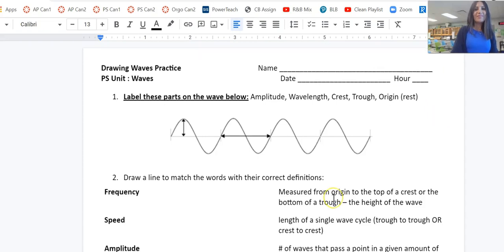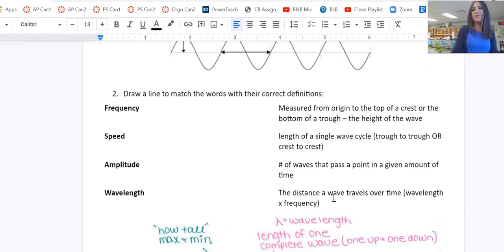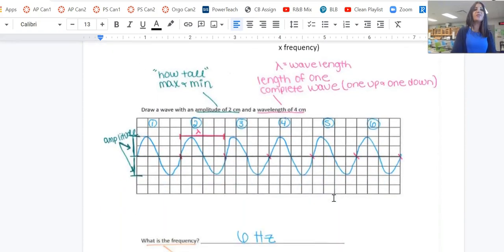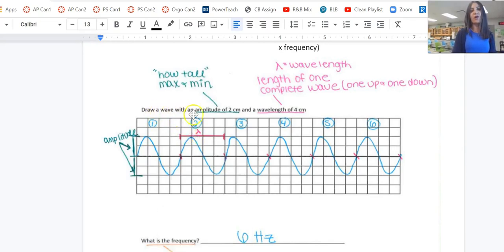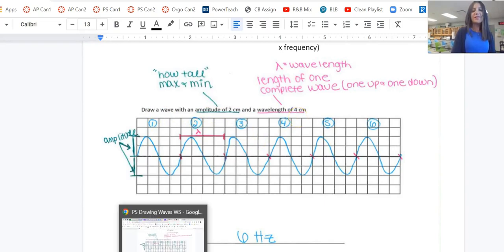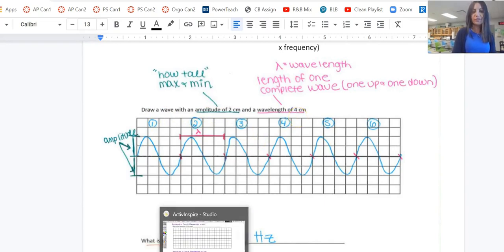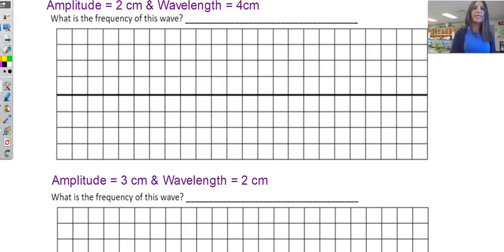Okay, so the second part here is just matching. If you're not sure which one, save it for last and then see which ones are left over. Okay, so instead of looking here, I'm actually just going to do this exact problem with you. It says that it wants us to draw a wave with an amplitude of 2 centimeters and a wavelength of 4 centimeters. So let's take a look and see how we would do something like this. This is mostly for the back page of the worksheet, but let's take a look right now, because if you can draw one, you're going to do a really nice job of being able to figure out some of the other stuff.